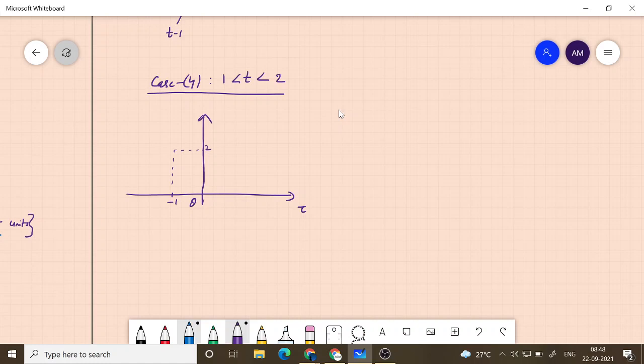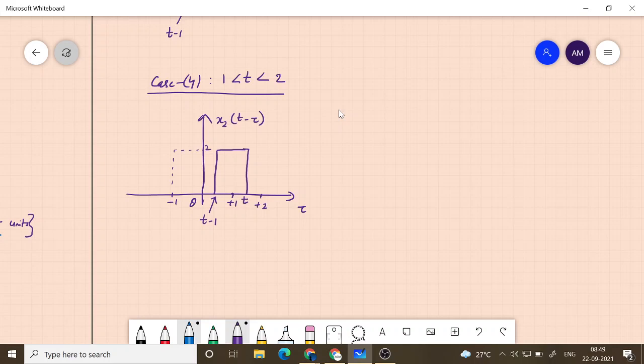Now we need to shift it by an amount more than 1 but less than 2. Let me denote this as +1 and this is +2. If I shift it like this, the new function will take appearance like this. So this is x2 of t minus tau. Where do you start? You end at t, and this is basically t minus 1. So t is greater than 1.